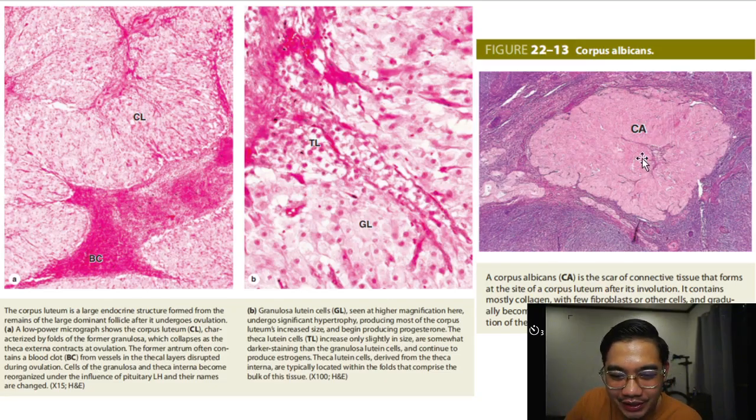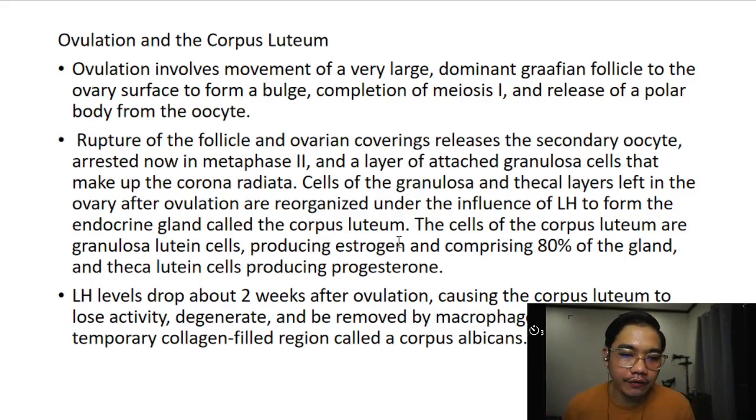Okay, this is the corpus albicans. Corpus luteum is steroid producing. So ovulation involves movement of the very large dominant graafian follicle to the ovary surface to form a bulge, with completion of meiosis 1 and release of the polar body from the oocyte. So your graafian follicle completes meiosis 1 and moves to the surface of your ovary, because it's very hard to release the oocyte if it's still near the medulla. The polar body is half of the 46 chromosomes that will not be used.